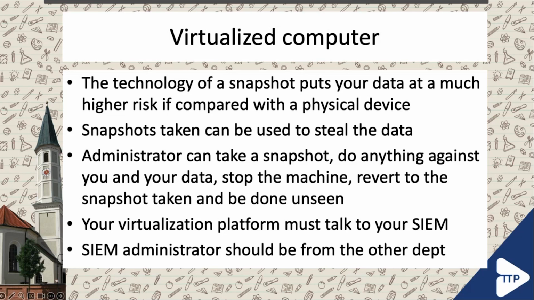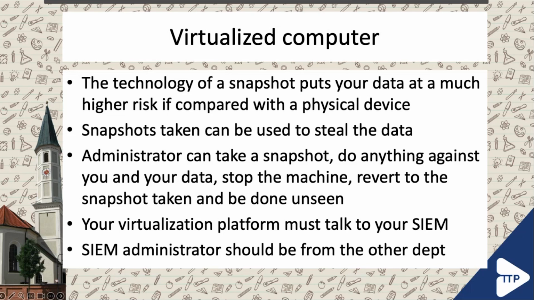And okay, with a snapshot, you can steal the data, but also the administrator can take a snapshot, do something, and then revert back to the snapshot to remove any tracks, any traces of the action. Yeah. So that is a bit risky. Again, the weak point is the administrator. Administrator is always the weak point. That's why I said in my previous session that you should know if your administrator is paying his mortgage on time, and how is his relation with his wife, and the family.